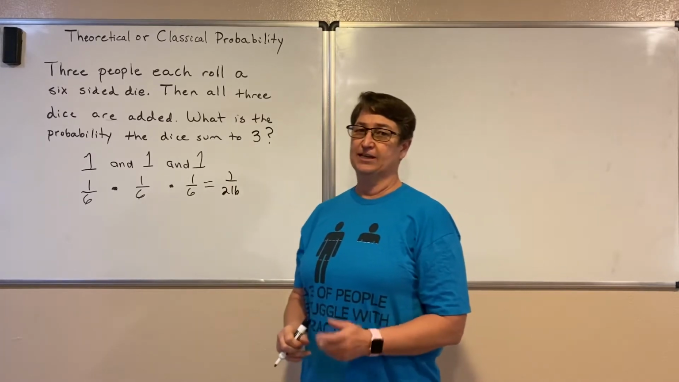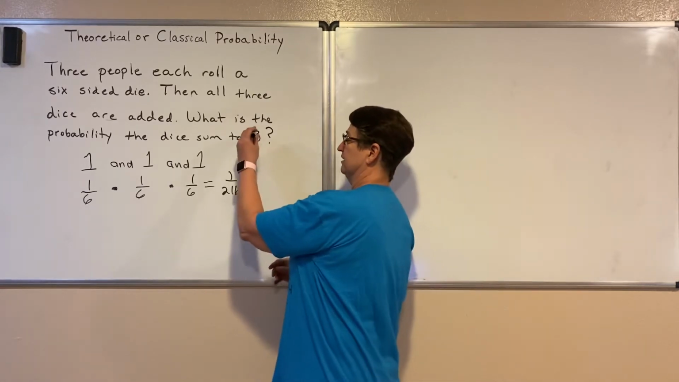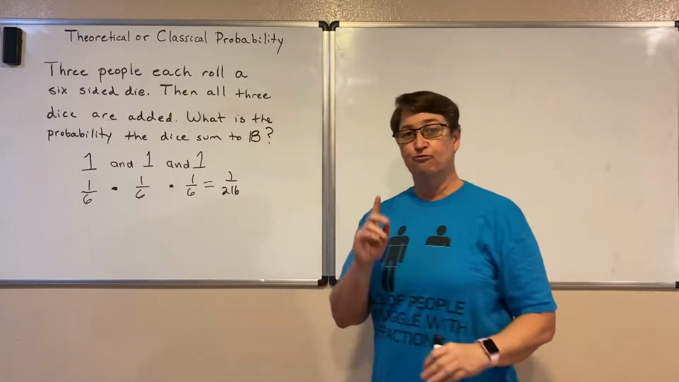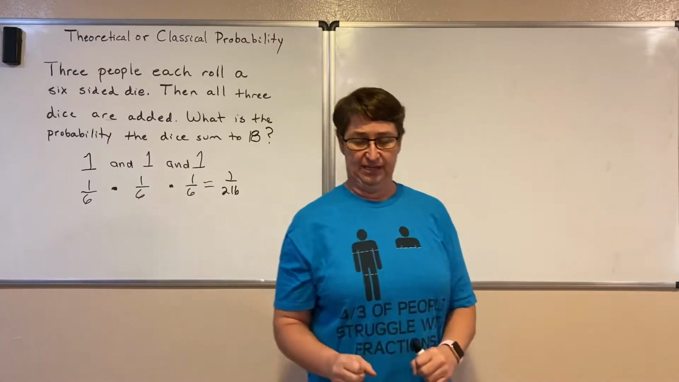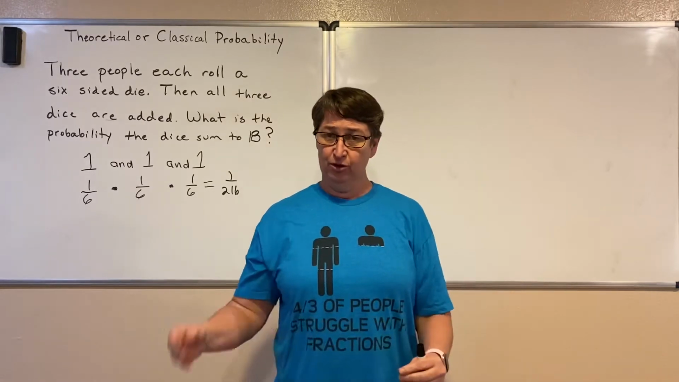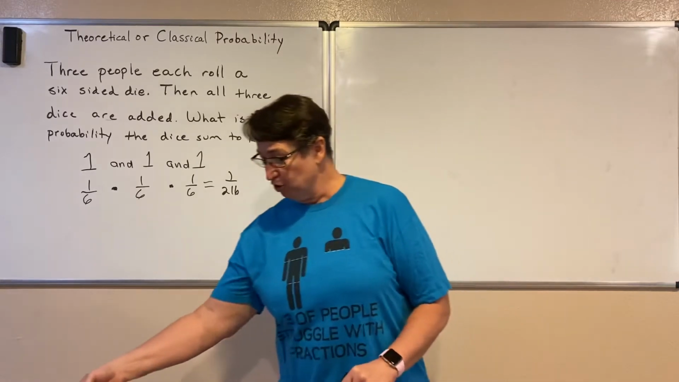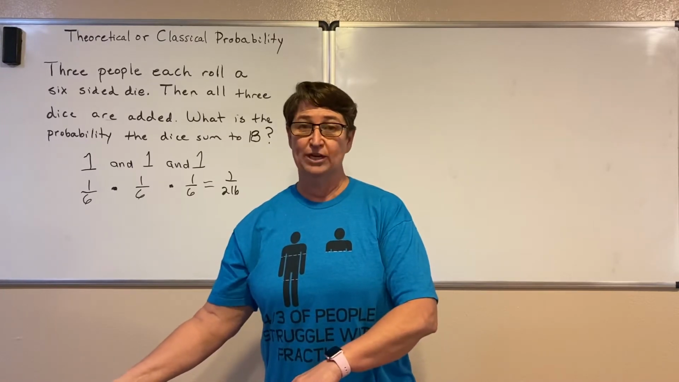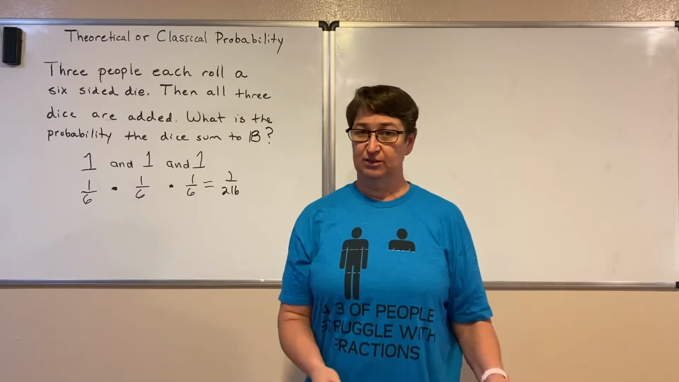Let's take that same idea, and now let's just change our sum to be 18. Now again, what we have to do first is figure out how they could go about rolling a sum of 18. What would each person have to roll in order for the sum to add up to be 18? Well, if the first one rolls a 1, that would mean the other two would have to roll 17 between them. But 6 plus 6 just makes 12.